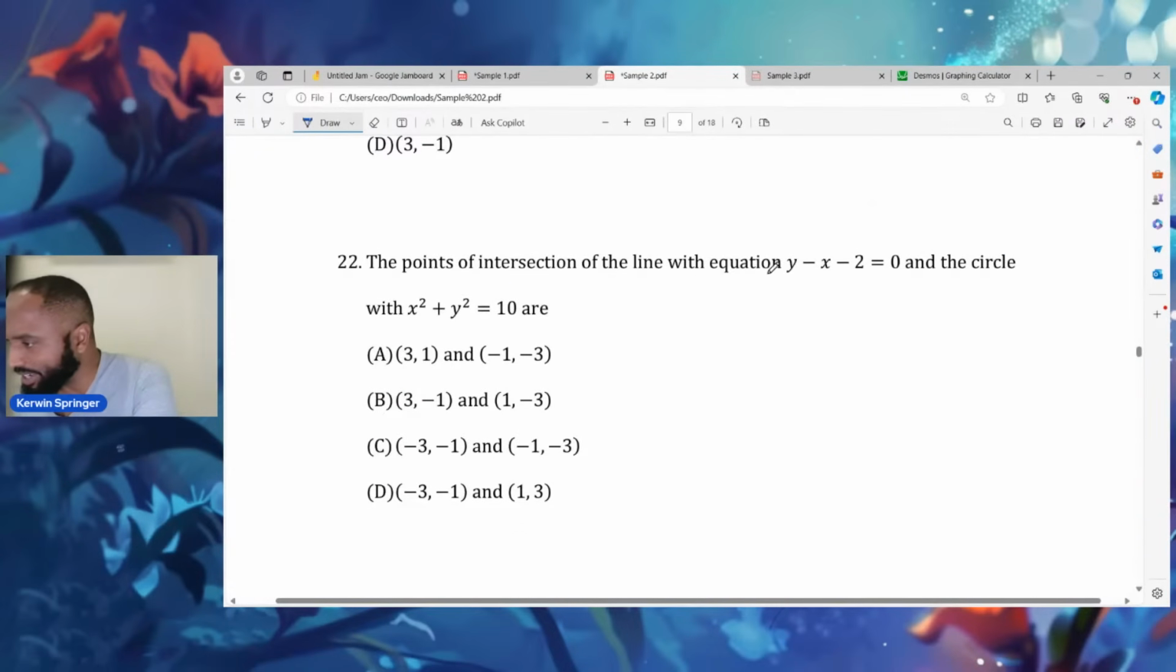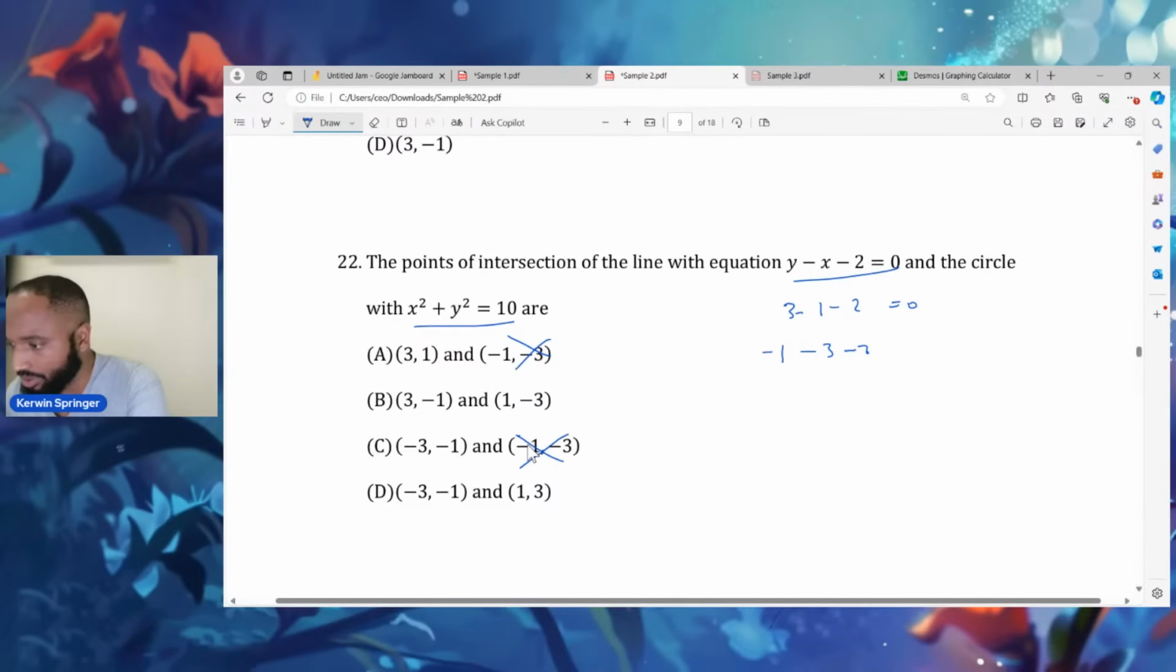Points of intersection of the line here and the circle there. All right, so we're going to substitute points into maybe the line, not the circle, because 3 and 1 squared will always be 10. So we're going to use the line to see which one will work out. 3 minus 1 minus 2. 3 minus 1 is 2, minus 2 is 0. This works. And -1 minus 3 minus, this is not working.